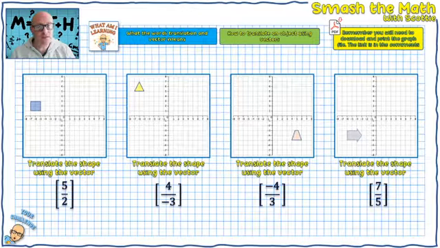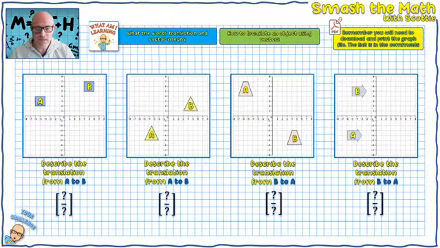That's your first set of questions. Here's your next set of questions. So these ones are about describing the translation. So from A to B, A to B, B to A, and B to A, and you've got to write down the vector. So have a go at those. Good luck.